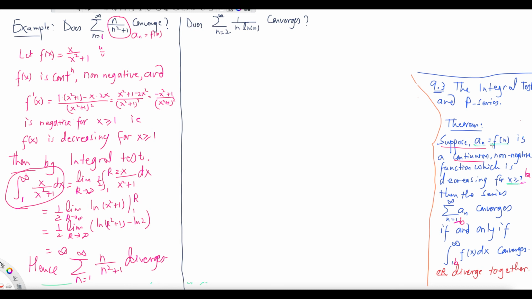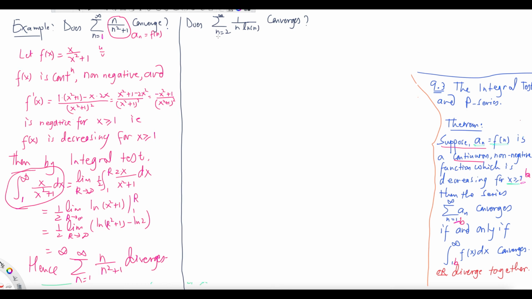So if a_n equals f of n, where the function is continuous, non-negative, and decreasing, we will have to check the decreasing as well, for x greater or equal to 1, meaning 1 can be there, or 2, 3, 4, anything. It could be x greater or equal to a, where a is greater or equal to 1. Then the series sum from n equals 1 through infinity, or n equals 2, 3, anything, that's why I'm saying b through infinity, converges if and only if the integral from b to infinity of f(x) dx converges, where b is greater or equal to 1. If this integral diverges, that series will diverge as well.